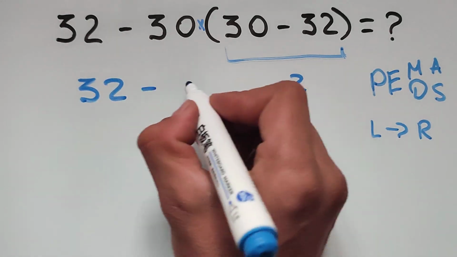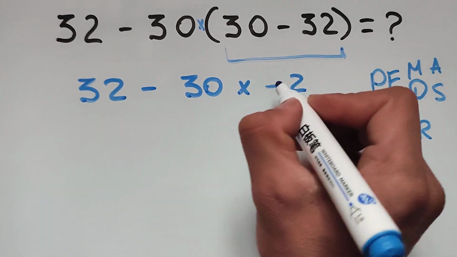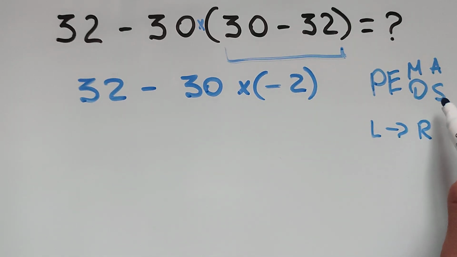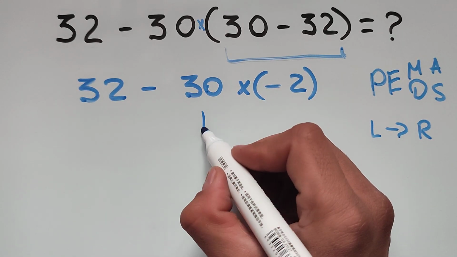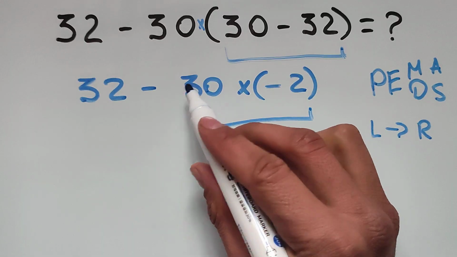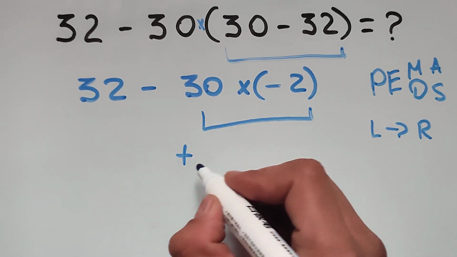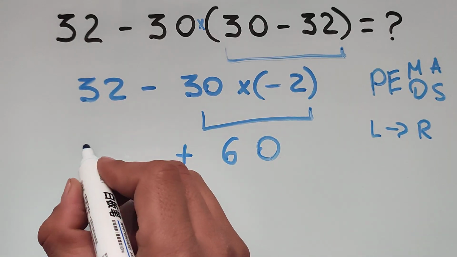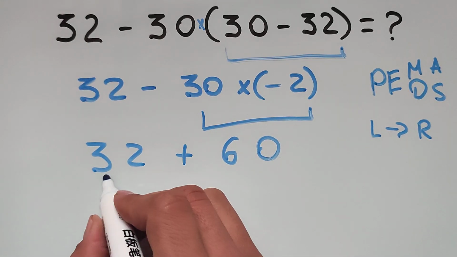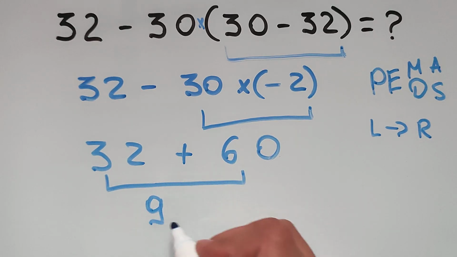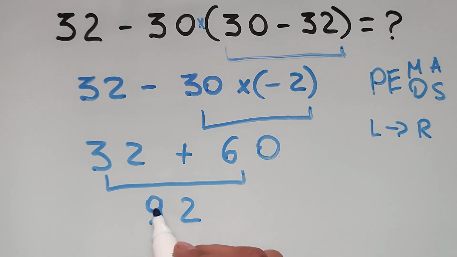32 minus 30 multiplied by negative 2. Here multiplication comes before the subtraction, that's why we have to work first multiplication, and negative 30 multiplied by negative 2 equals positive 60, and 32 minus 60 equals negative 28. This is our correct and final answer.